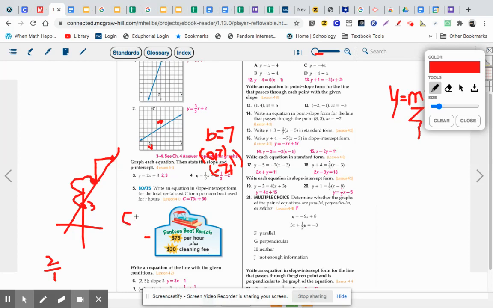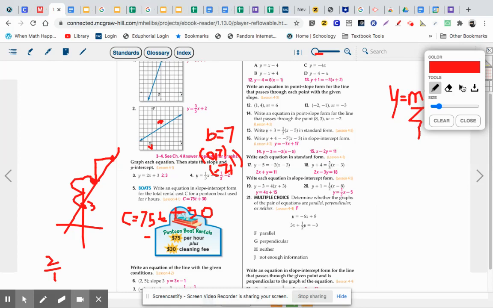C equals, and this time we're going to use t instead of x, so we're going to do 75 times t, and then the additional amount of money is 30. So that supports that answer. C equals 75t plus 30. Voila, there you have it.